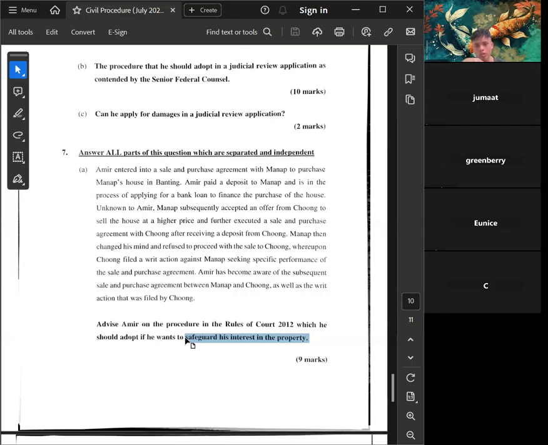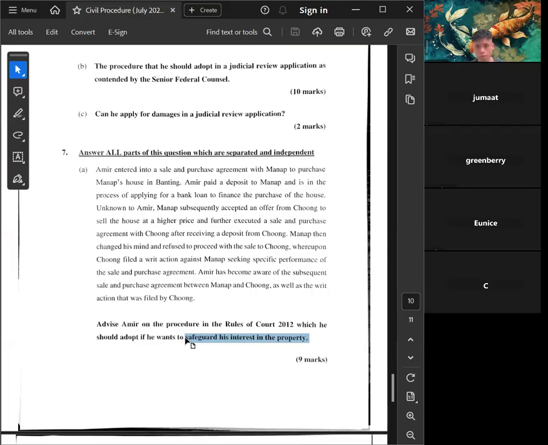Because you see, an injunction is used when the action is sought before anything turns worse. Now the situation is becoming worse because Mana and Chong have been in a civil action. So the appropriate thing here is intervener. Is that okay?